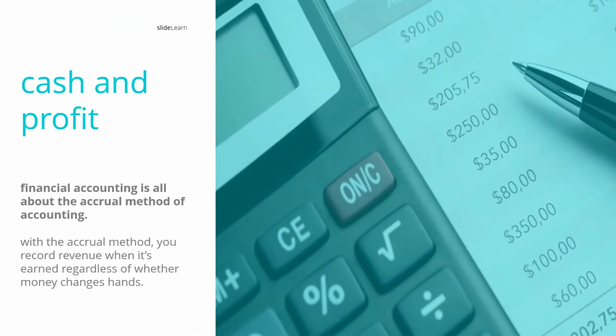Financial accounting is all about the accrual method of accounting. With the accrual method, you record revenue when it's earned regardless of whether money changes hands. Plus, you record expenses when you incur them regardless of whether they are paid. Because recognizing accounting transactions for financial accounting doesn't hinge on cash being exchanged, there most likely will always be a difference between a company's cash balances and profits shown on the income statement. That's because all costs aren't expenses, and until a cost is an expense, it doesn't hit the income statement.